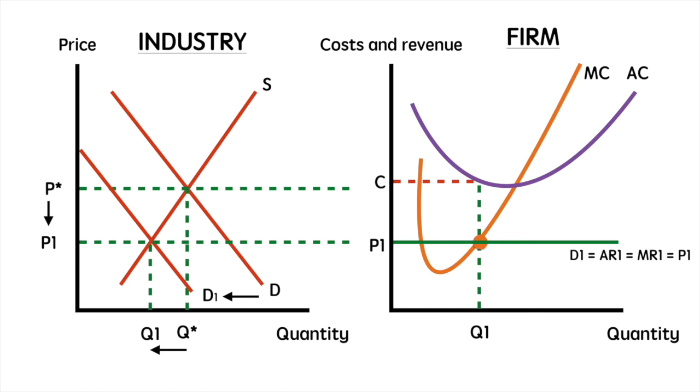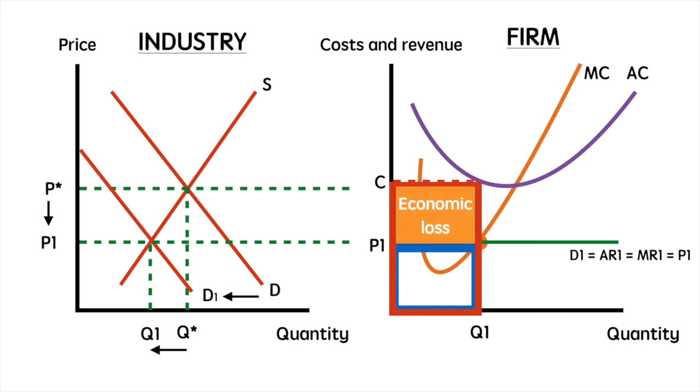Multiplying average revenue or price times Q1 gives us our area for total revenue bordered in blue. Multiplying average costs by Q1 gives us our total cost bordered in red. Since total cost exceeds total revenue, this firm is said to be running an economic loss. Firms can only sustain economic losses in the short run.